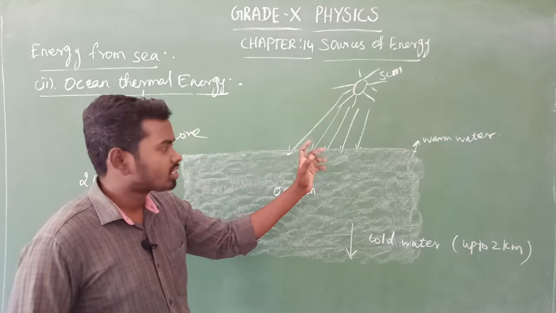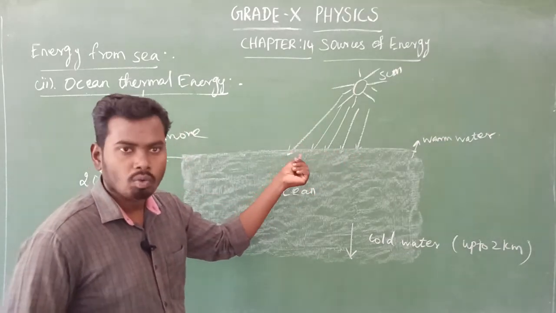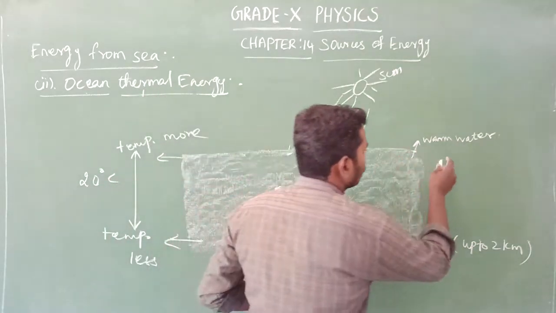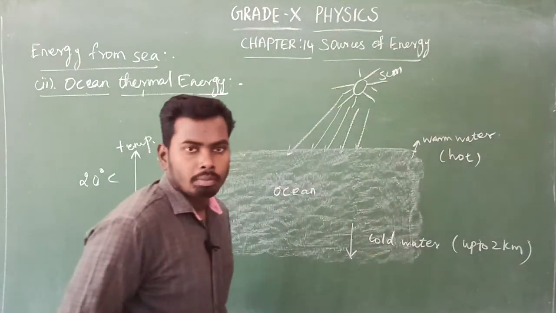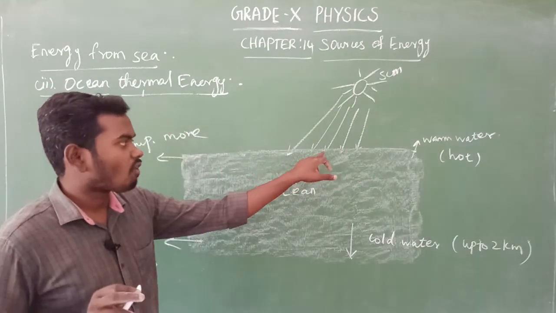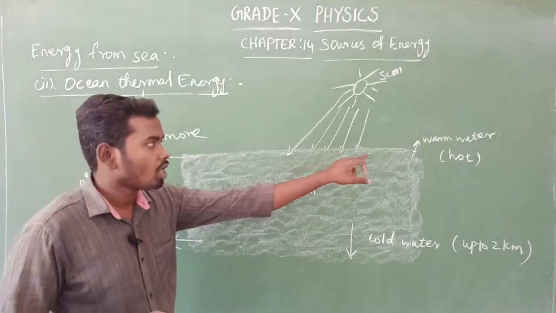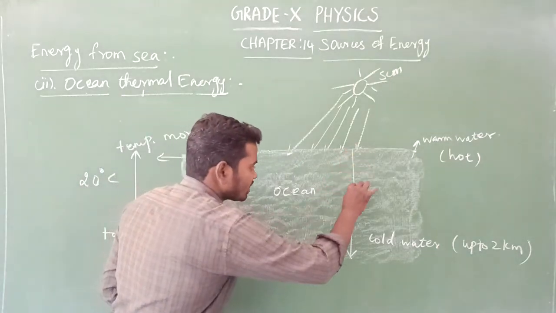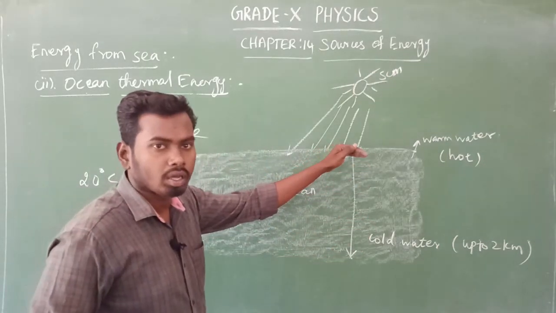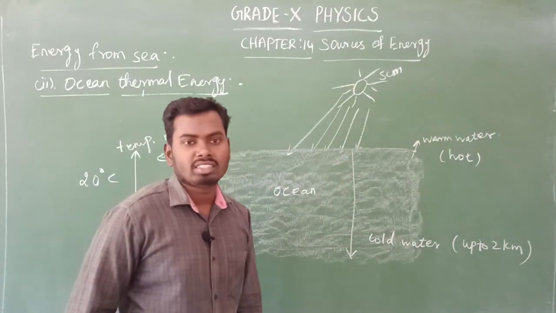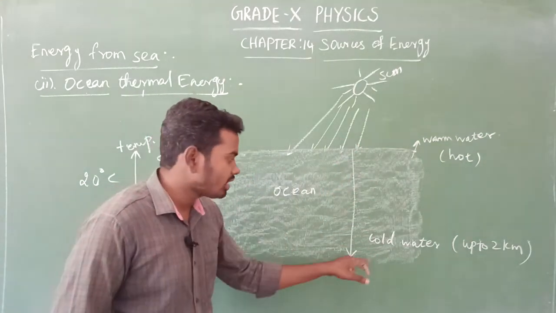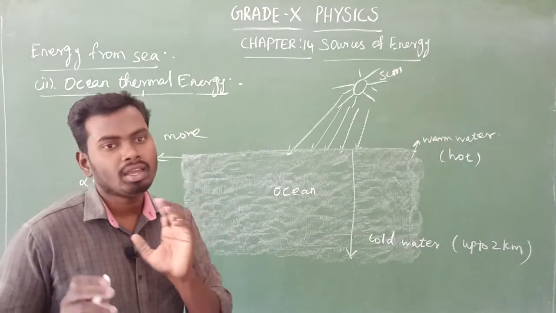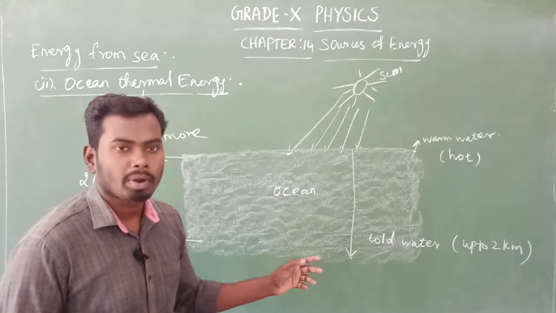When sunlight falls on the surface of the ocean water, what will happen? The surface water absorbs the heat and becomes warm, which means hot. Is it clear? Yes. So the surface of the ocean water acts as warm water. As the distance increases from the surface to deeper and deeper inside the ocean, the water temperature will be less.